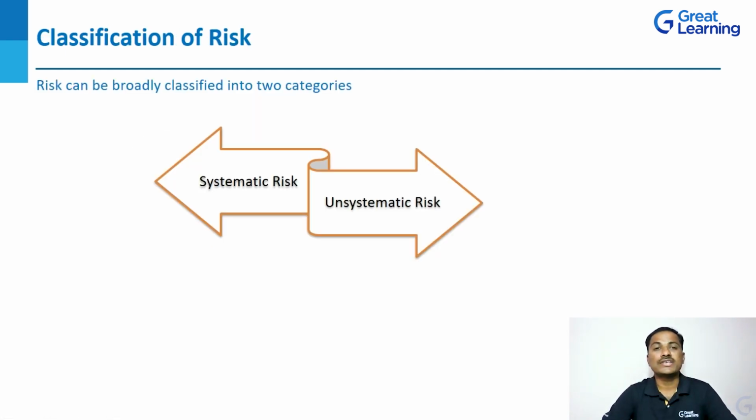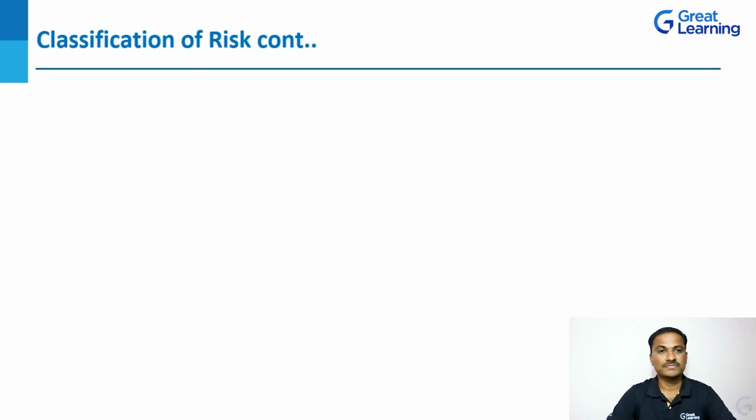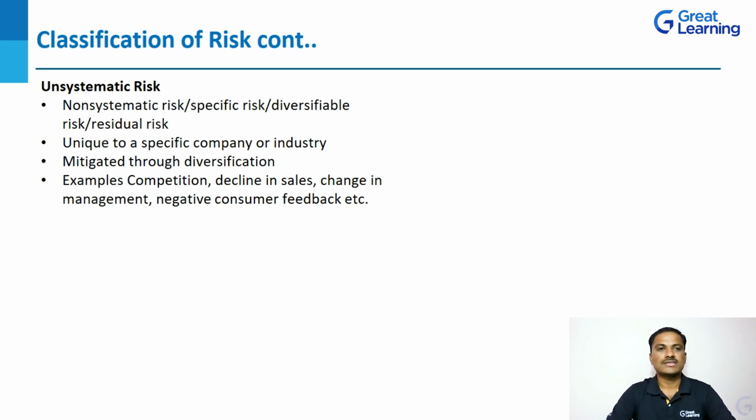Now, what is the classification of risks? How is risk classified? Basically, risk can be broadly classified into two categories: systematic risk and unsystematic risk. So what is unsystematic risk? Unsystematic risk is also called non-systematic risk or specific risk, or diversifiable risk. It is also called residual risk. This is unique to a specific industry or a company. So why is it called unique? It can be mitigated, it can be controlled, it can be managed. So that's why it is called unsystematic risk.